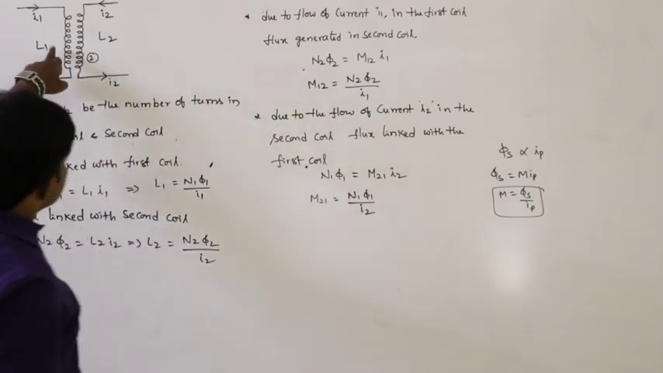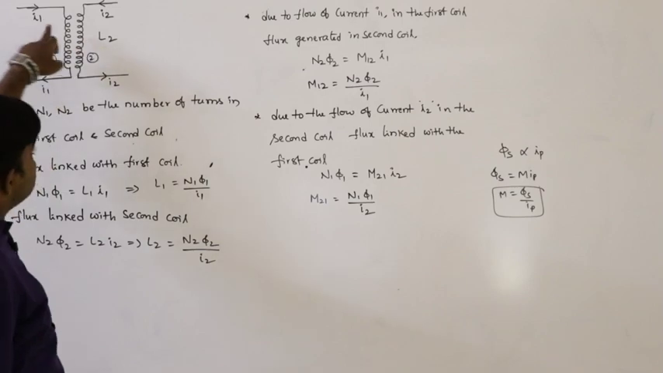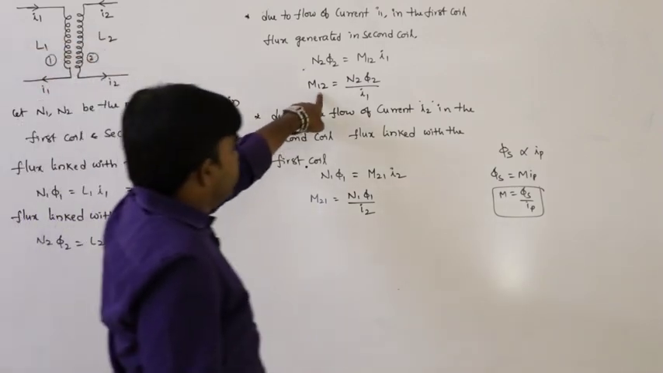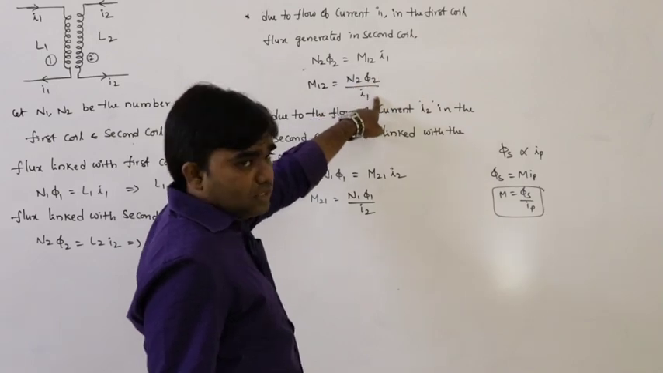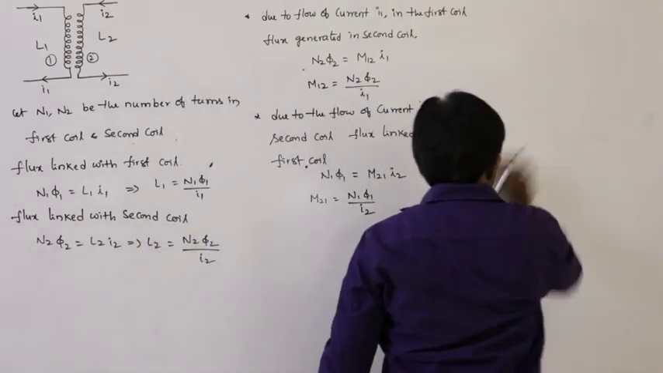M12 is the mutual inductance due to the first coil at the position of the second coil. So, M12. So, flux divided by current, here also flux divided by current, this is the situation.